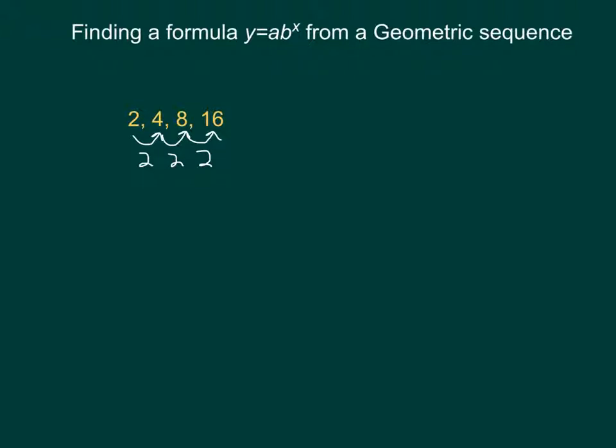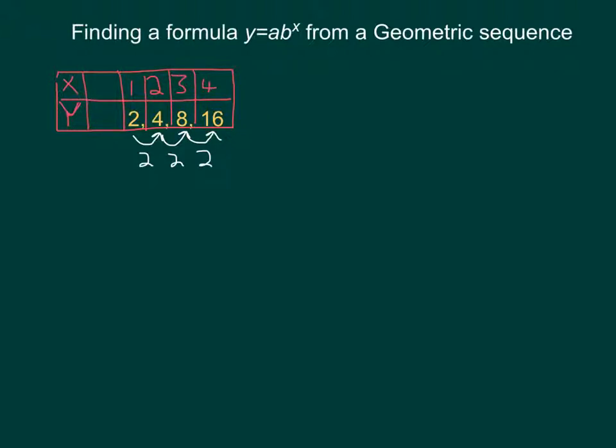And just like we did with the arithmetic sequence, what we're going to do is make a table. The first value is where x equals 1. The second value is where x equals 2, and so on.